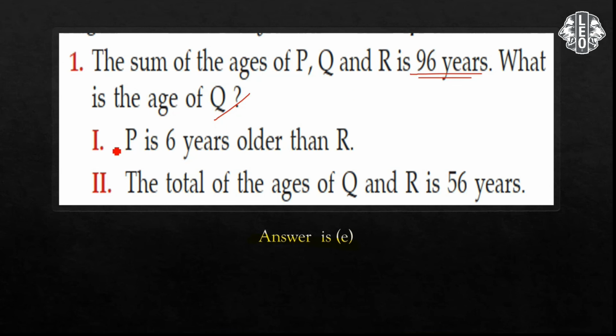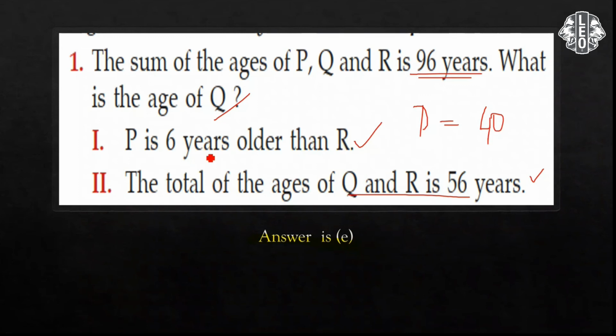Statement one is given as P is 6 years older than R, and Q and R is 56 years. I thought they were asking for P, so I just put that this itself is enough. But see, they are asking for Q. So Q plus R is 56 years, and you'll get the value of P as 40 years.